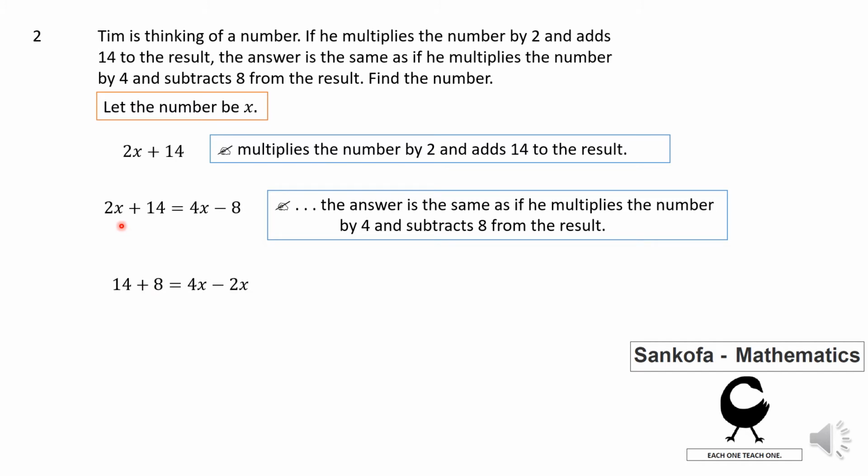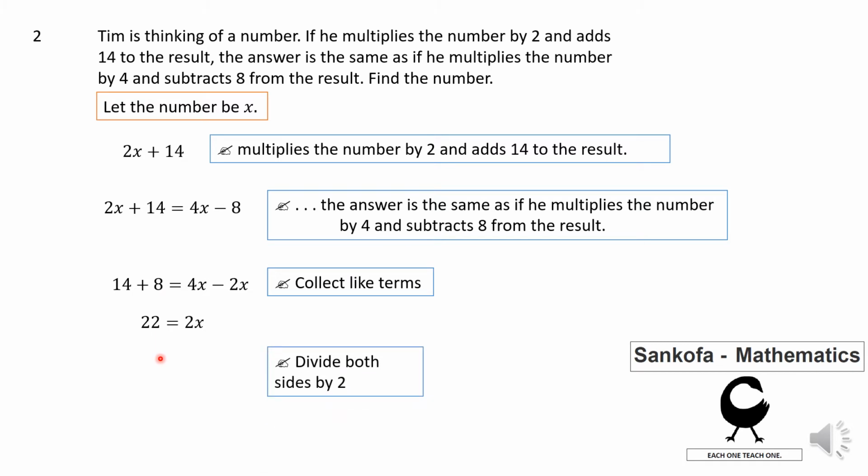So now you have got that particular part where you collect like terms. Now take note, I took the 2x to the right. You could have done the other way around. You could have taken the 4x to the left. I just try to avoid working with negative values. Okay, so collecting like terms gives you 4x minus 2x is 2x, and 14 plus 8 is 22. When you solve for x by dividing throughout by 2, you get that x is equal to 11.